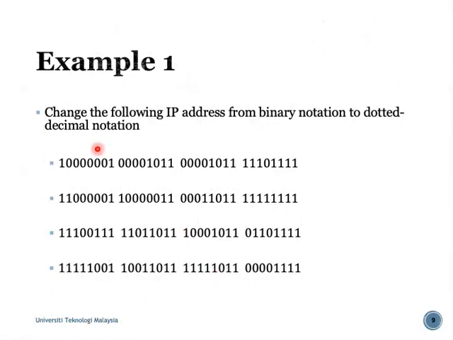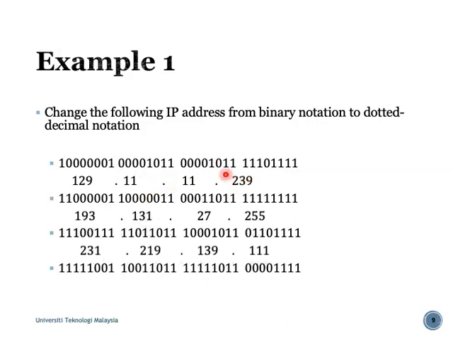Right, let's see some examples here. Change the following IP address from binary notation to dotted decimal notation. How you do that is by using the conversion from binary to decimal. So I believe you already learned that. Of course, this is compulsory for you to learn before. So you change it, it becomes 129.11.11.239. This is just an example. You can check your conversion with the example.